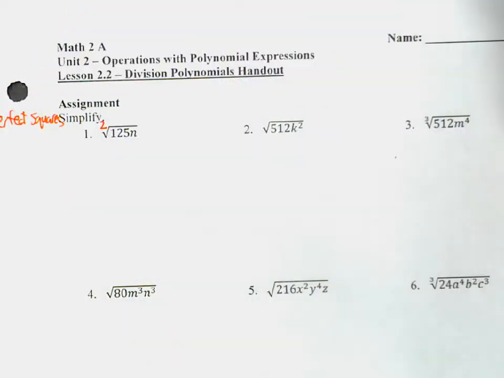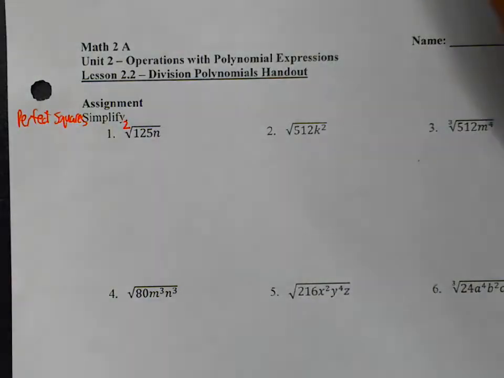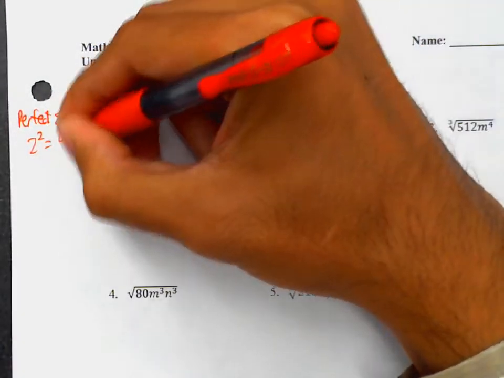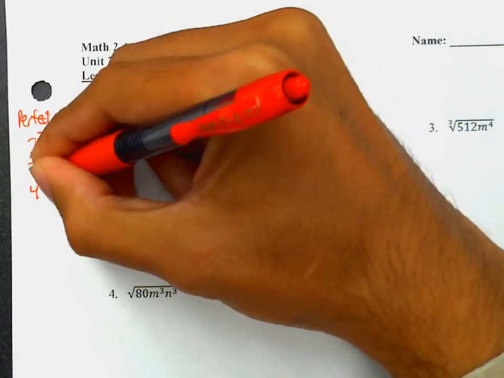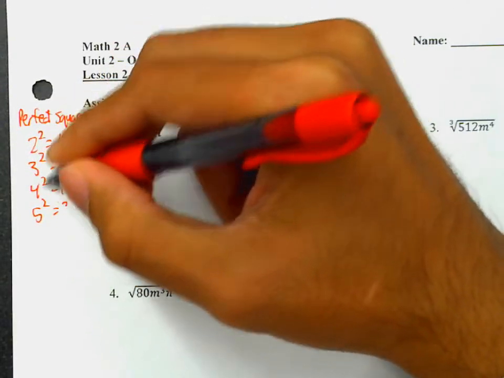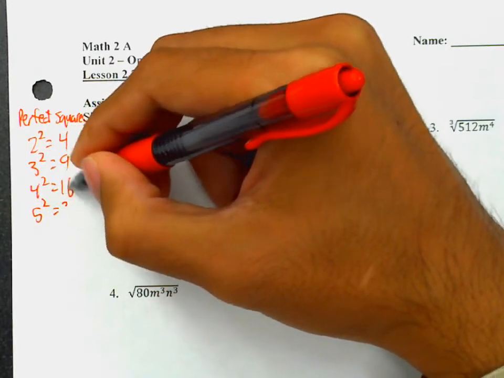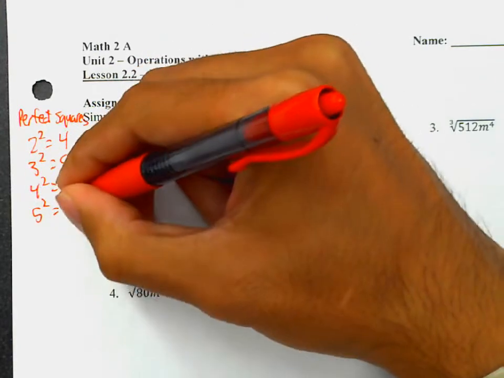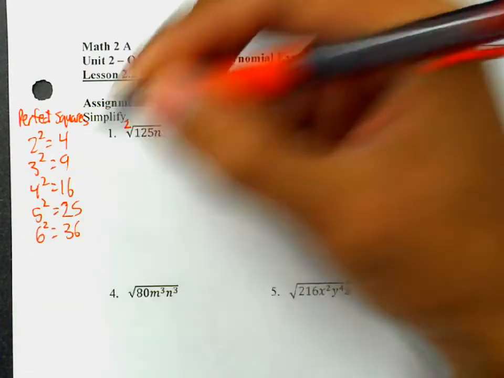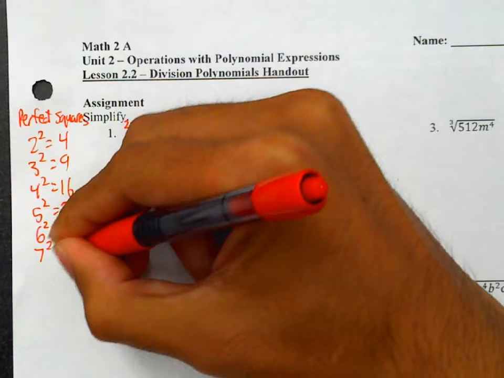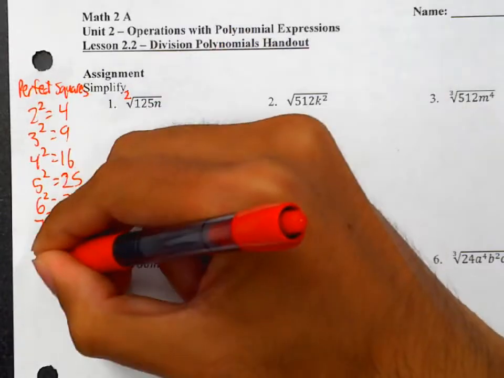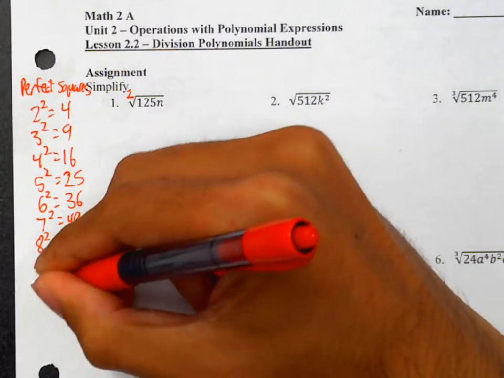So I'm going to skip 1 because 1 squared is just 1, and factoring that 1 out doesn't really help anything. So 2 squared, 2 times 2 is 4, 3 times 3 is 9, 4 times 4 is 16, 5 squared, 5 times 5 is 25, 6 squared, 6 times 6 is 36, 7 squared, 7 times 7 is 49, 8 squared, 8 times 8 is 64, 9 squared, 9 times 9 is 81, 10 squared, 10 times 10 is 100.